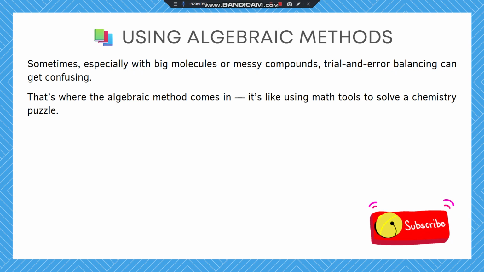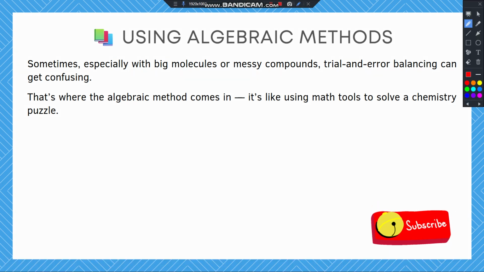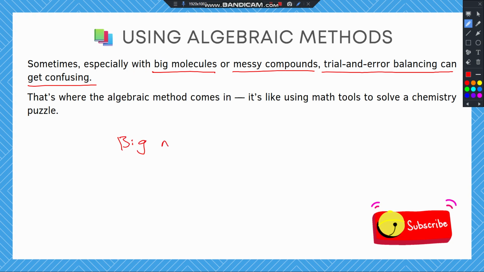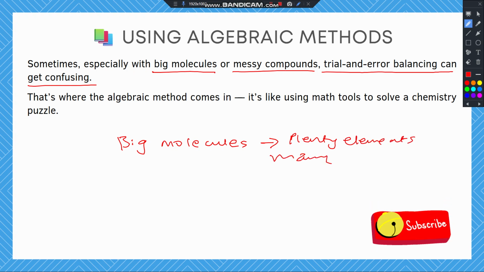So the algebraic method is a method for balancing chemical equations that comes into play when you have big molecules or messy compounds. In cases like that, using the trial and error balancing method can get you confused. By big molecules, I mean a molecule that contains plenty of elements and many atoms. When you have a situation like that, you really want to use the algebraic method.